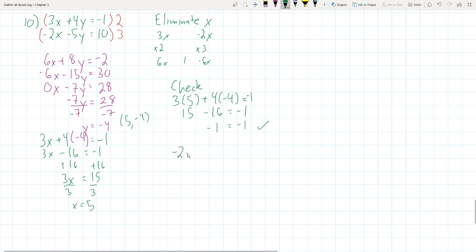Then I have negative 2x minus 5y equals 10. So negative 2 times 5 minus 5 times negative 4 equals 10. Negative 2 times 5 is negative 10. Negative 5 times negative 4 is positive 20. Negative 10 plus 20 is 10, and that equals 10.